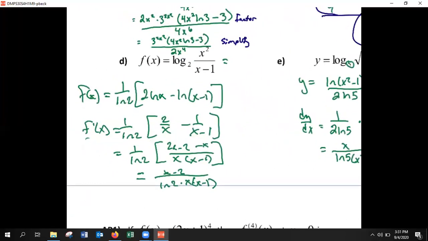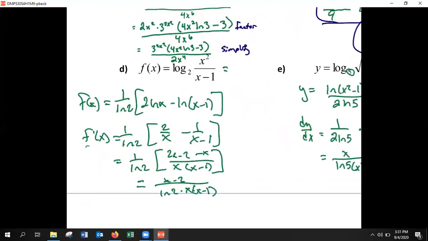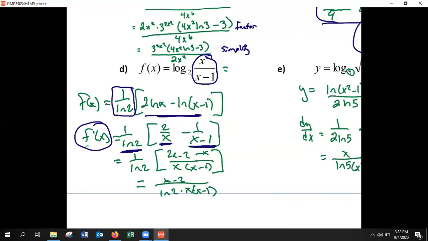For D, this is where I said, okay, remember, I don't ever think about this as a rule as much as let's go ahead and apply logarithmic properties. Change of base, 1 over the natural log of 2 times the natural log of this expression. I just went ahead and broke it apart using log properties. So whenever now I'm taking my derivative, the scalar multiple does not change. Derivative of 2 natural log of x, and we have the derivative of natural log of x minus 1. Combine and simplify into that expression.